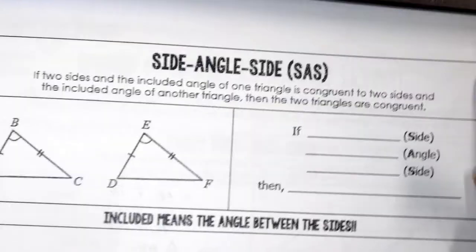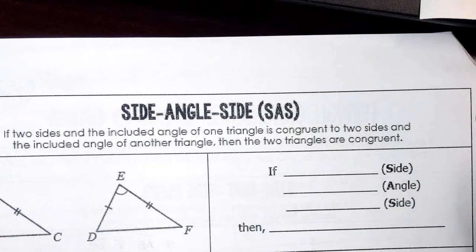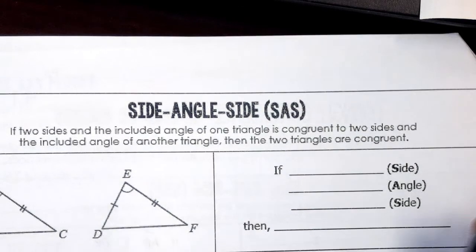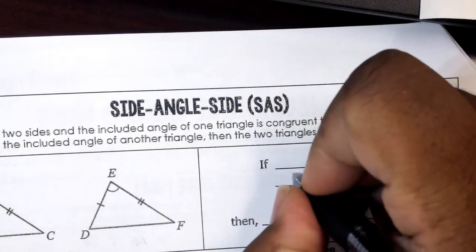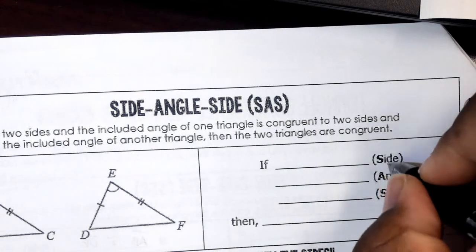Next one, side angle side. It says the two sides that include an angle of one triangle are congruent to two sides that include an angle of another triangle, then the two triangles are congruent. Y'all know this already. I'm just going to make my statement again like I did on the front, but I'm using side angle side now.